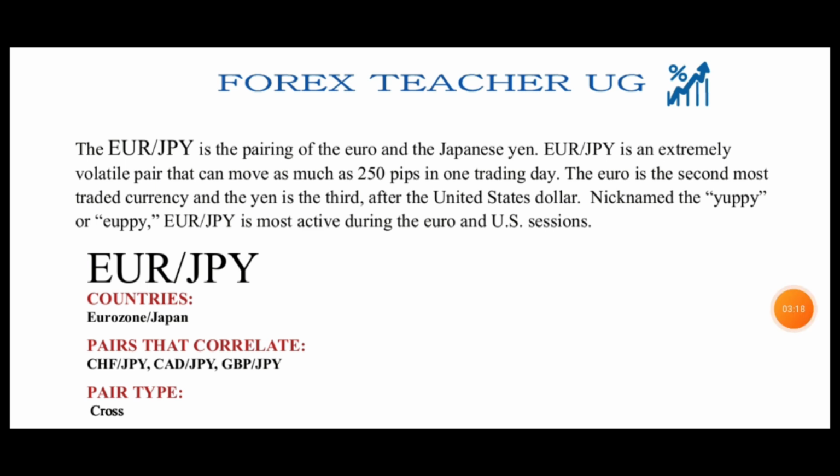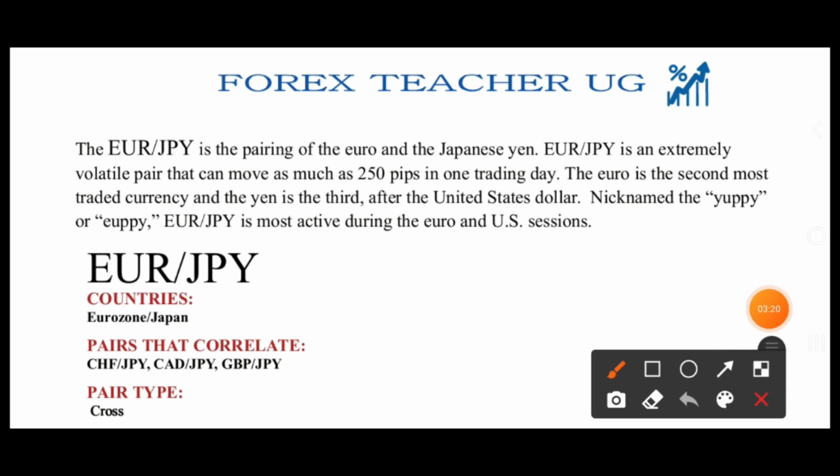So let's look at the Euro JPY. It is the pairing of the euro and Japanese yen, and Euro JPY is extremely volatile, so that it can move as much as 250 pips in one trading day. This means that if you know how to trade it and you have a strategy, you can make lots of money out of this pair alone.